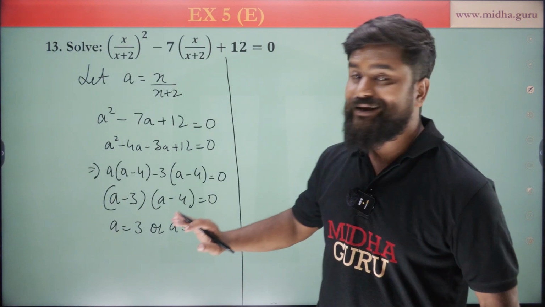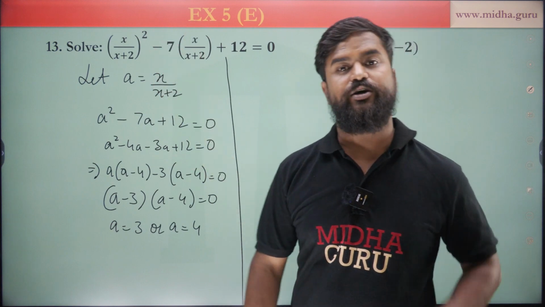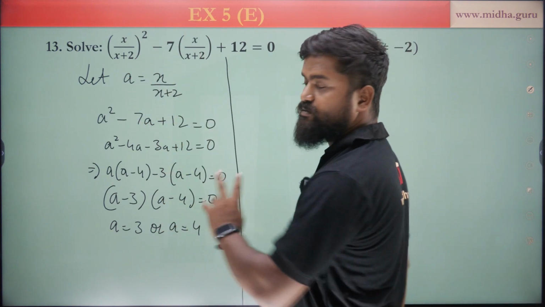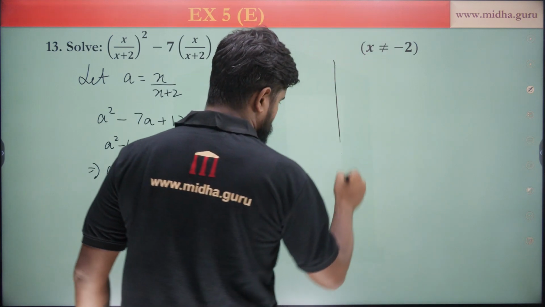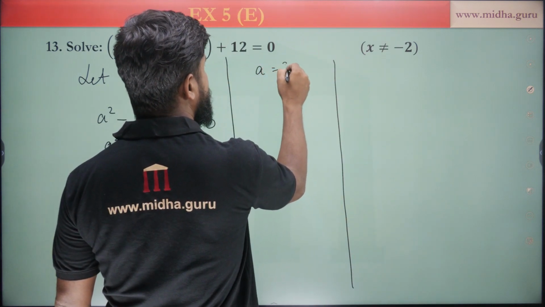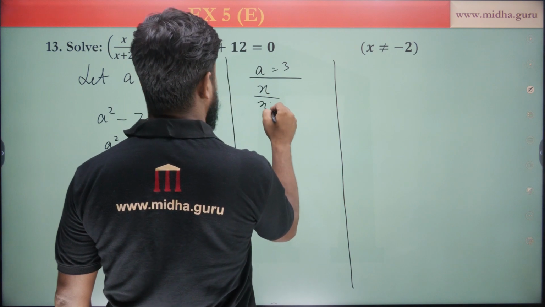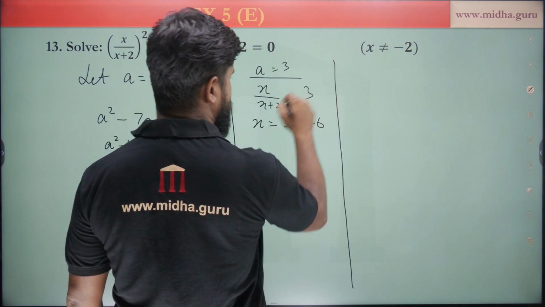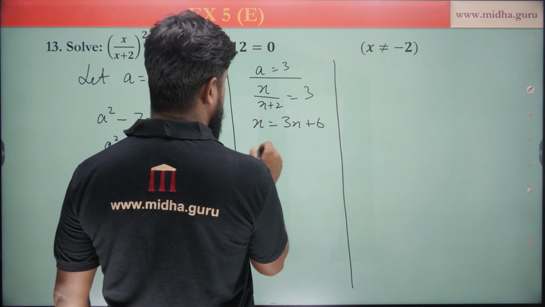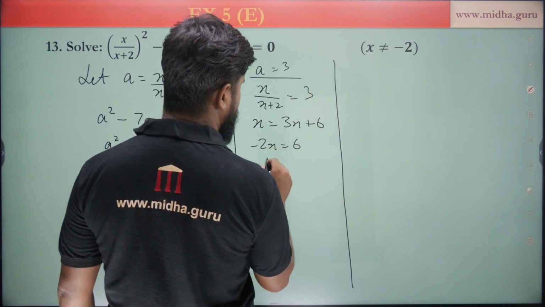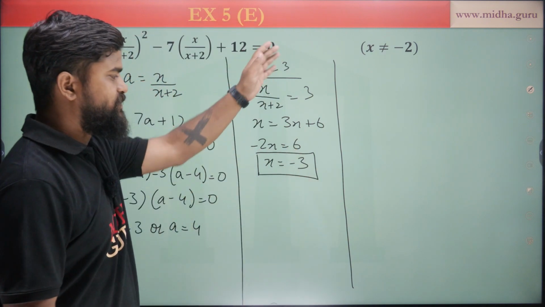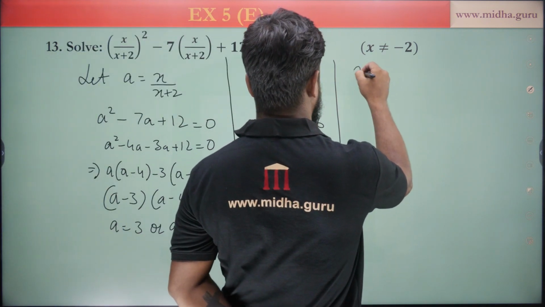These are the values for a, but our equation is not in a. Since we took a to be some value, we will find all the values of x based off of both these. So when a is equal to 3, x by x plus 2 is equal to 3. So x is equal to 3x plus 6. Since I multiplied this to the other side, I bring this to the other side, it becomes minus 2x is equal to 6. So x is equal to minus 3. So when a was 3, x was minus 3.